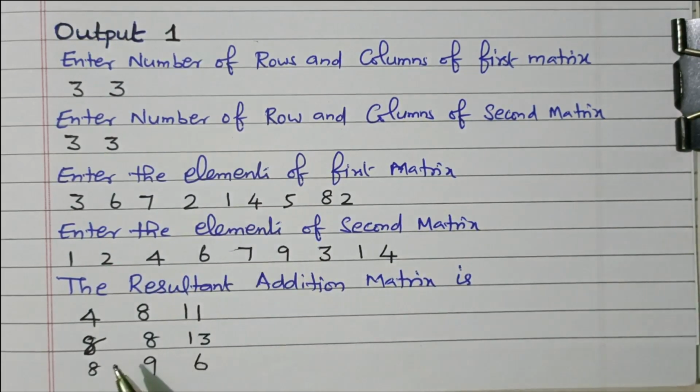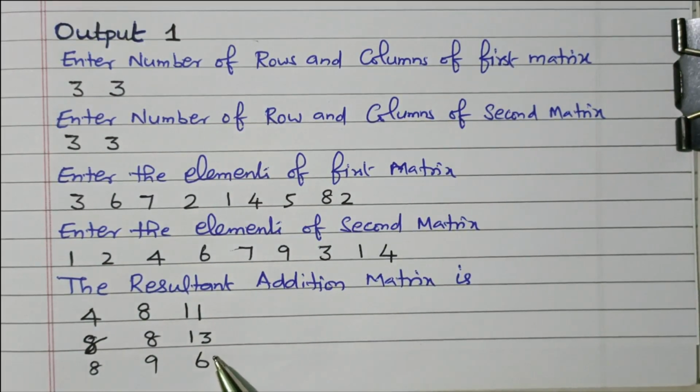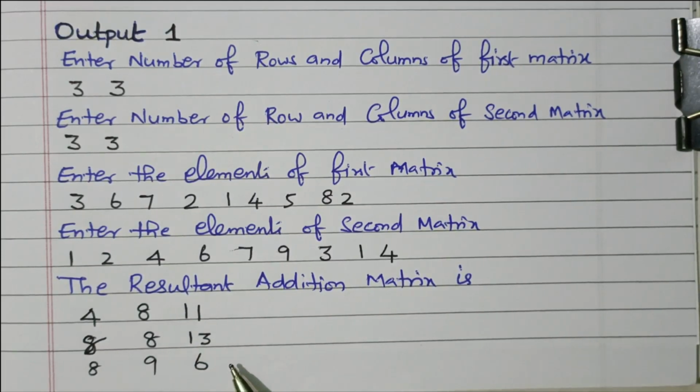So this will be added, and the resultant will be 8 4 8 11 8 8 13 8 9 6. What we discussed in the example, the same values, right? So this is one possible output. Another possible output is that the addition of matrices is not possible. Now we'll see the second type of output.